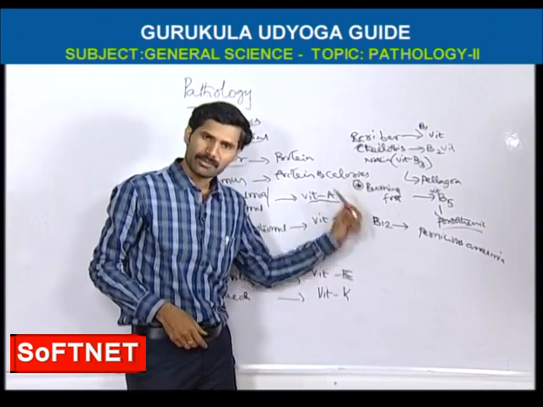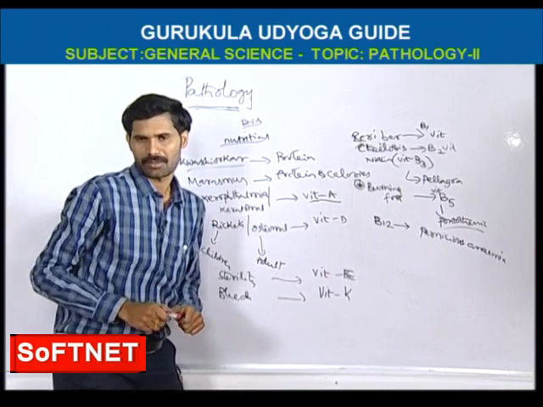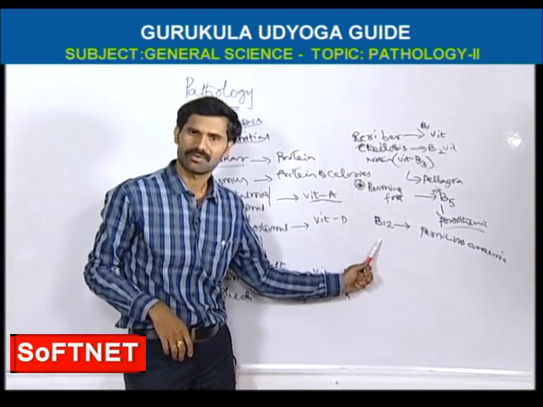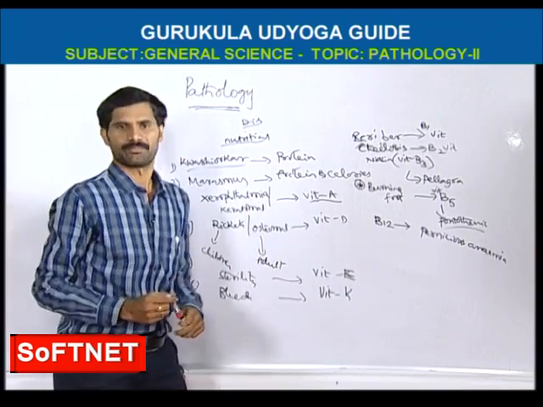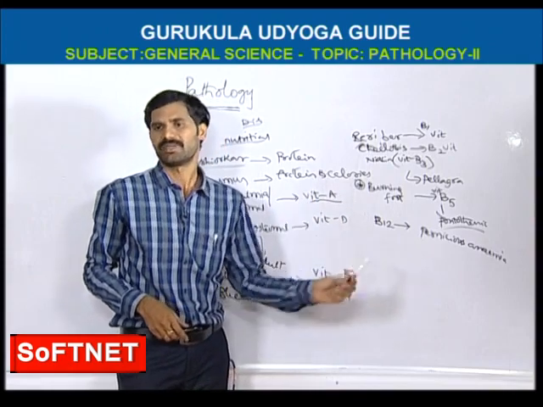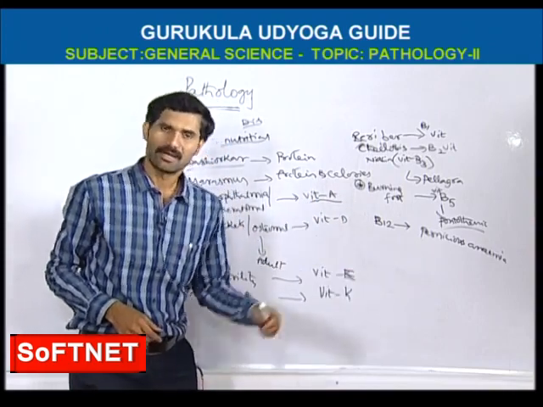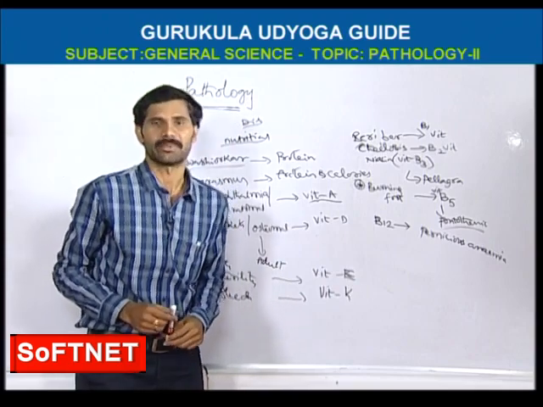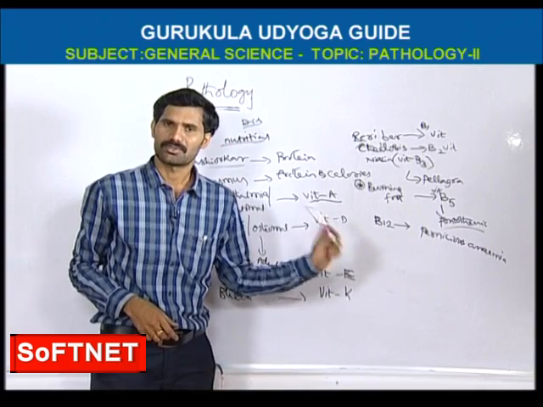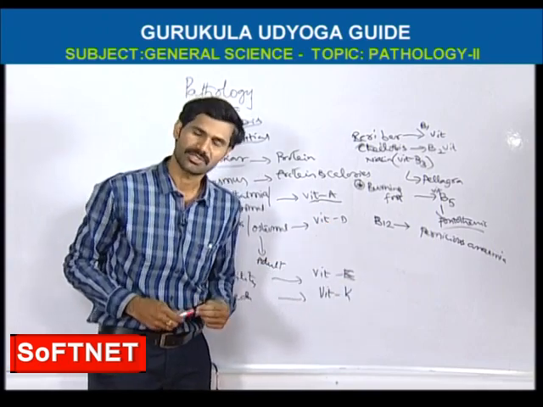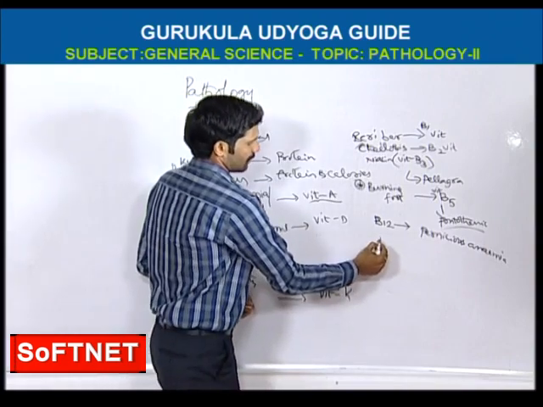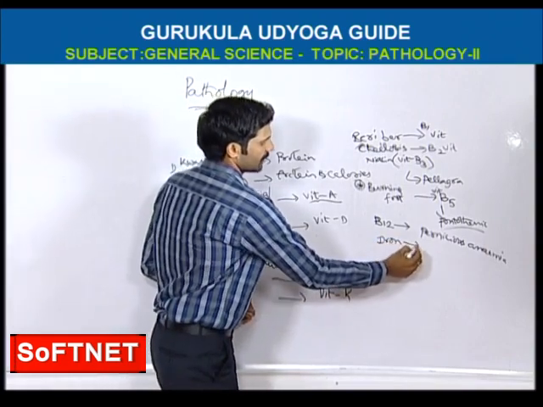Vitamin B9, chemical name folic acid, and vitamin B12 are essential vitamins for the maturation of RBCs. Very important point for competitive purposes. Vitamin B9, folic acid, and vitamin B12, cyanocobalamin, are the two important vitamins which play an important role in the maturation of RBCs, red blood cells.